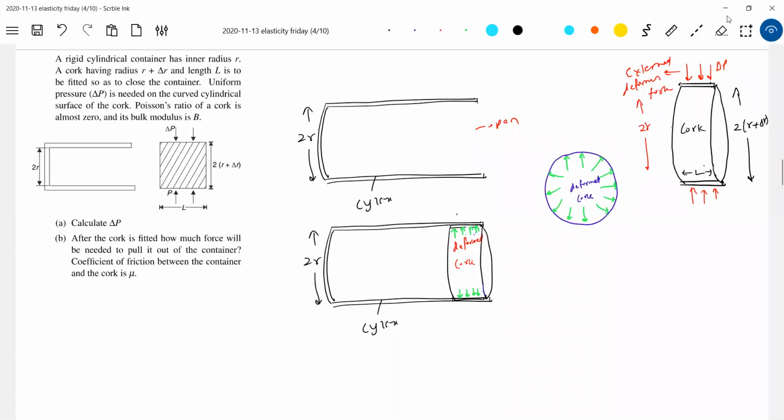What was the original length of the cork? What is the original diameter of the cork? 2r plus delta r. But how much is it now? It is 2r. So shall I say the cork is deformed? So elastic forces should act here. Now I want to remove it. So let's calculate what delta P is asking. Tell me how to calculate delta P.